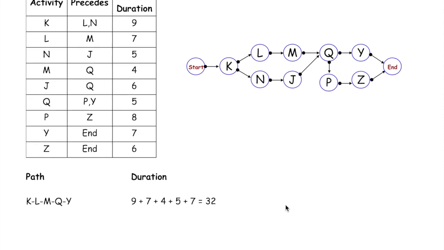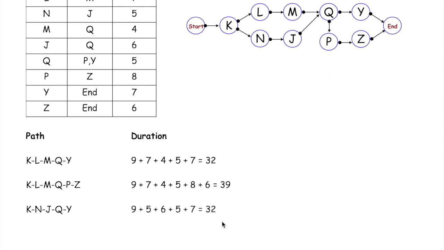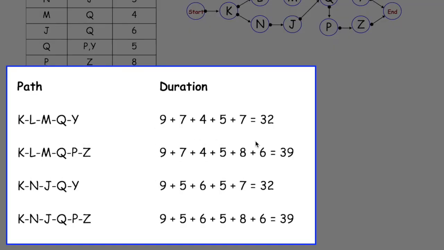So in the same way, what we want to do is look at our network diagram, listing every single path that exists, along with the duration of these paths. So another path is K, L, M, Q, P, Z, and the duration of that path is 39. A third path is K, N, J, Q, Y, and the duration of that path is 32. And the final path is K, N, J, Q, P, Z, also with the duration of 39.